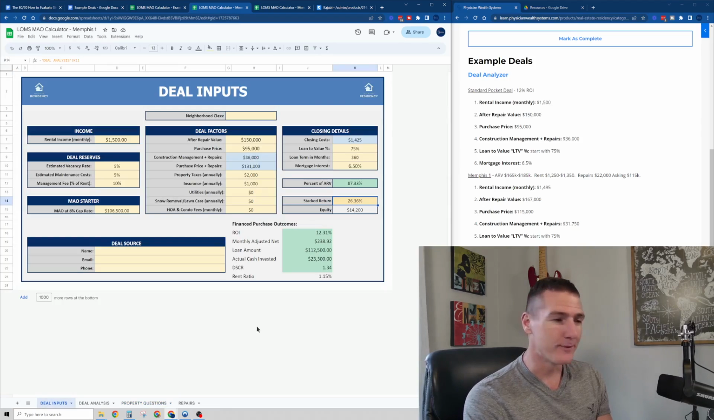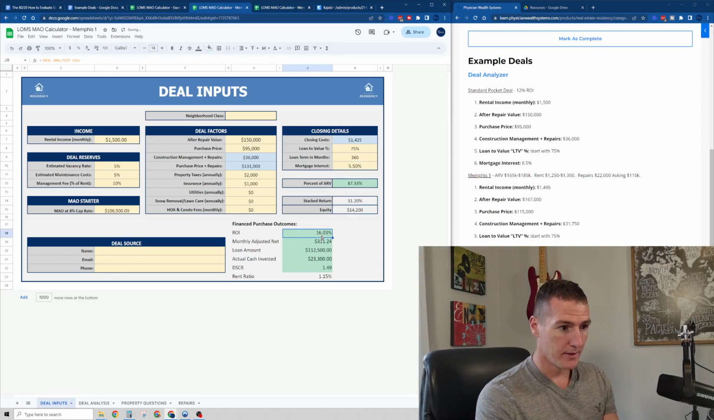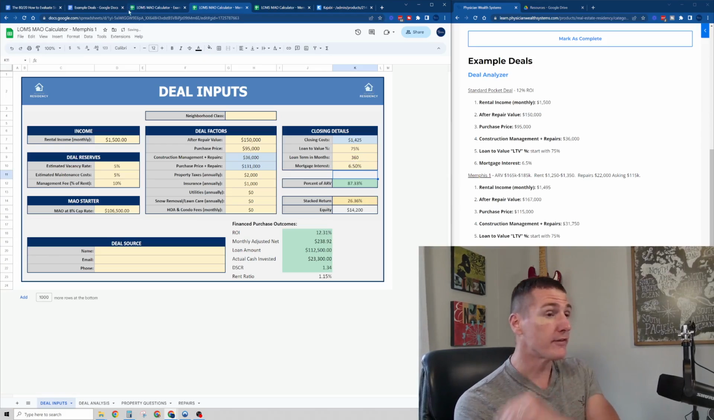Wow, just for fun, watch this. Say it's at 6.5. Say it came down to 5.5. Watch what happens. Look at that. Got up to 16% ROI. That's the net adjusted. And $311 a month. That's awesome. And now our total stacked is over that 30%. So it's amazing what that little number right there will do. All right, let's take a look at the next one.